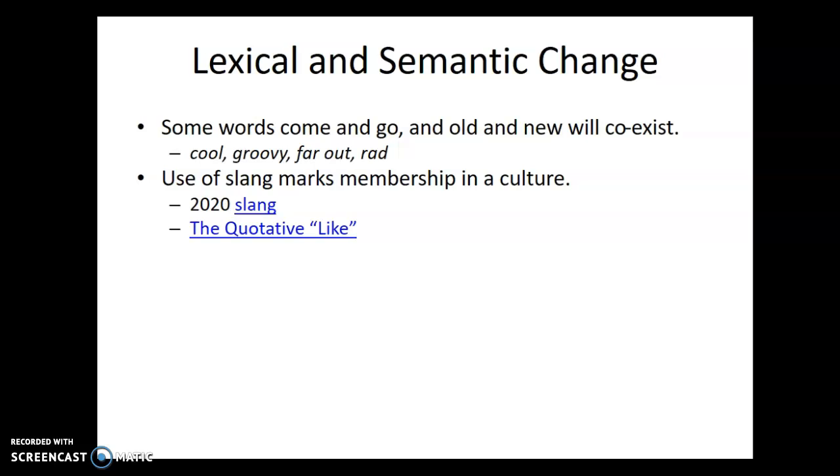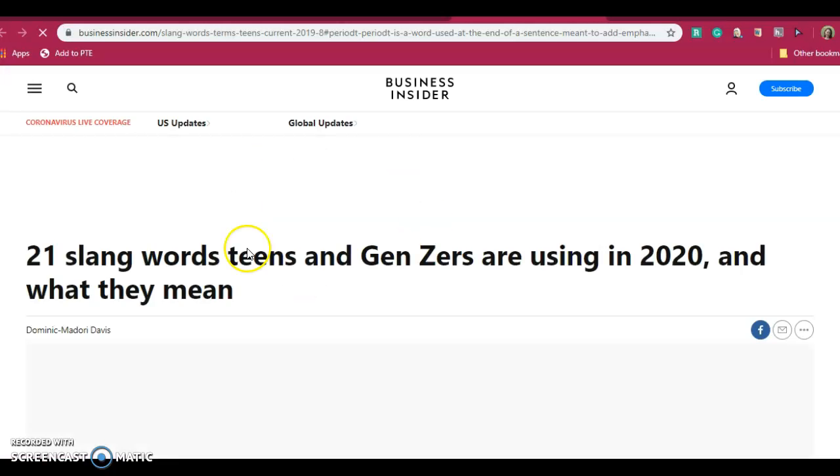And we might say that slang marks membership in a culture. So if you use a certain set of words that only other people, maybe in your age group or your social group or whatever the group happens to be, if you share that vocabulary, it's marking your membership in that culture, that subculture.